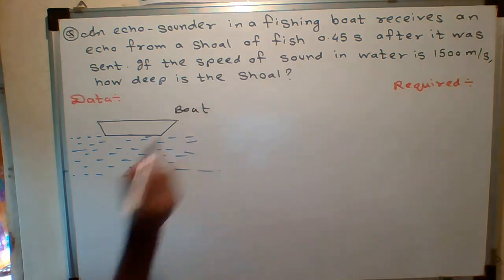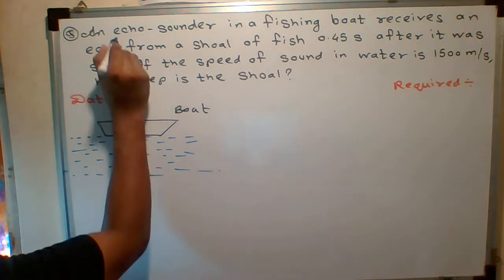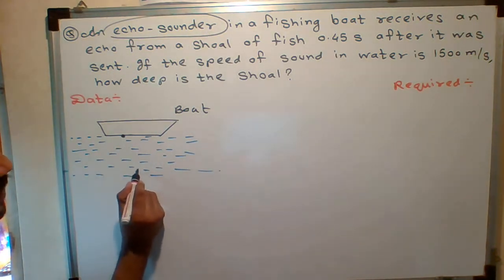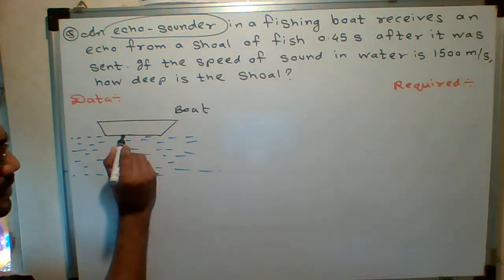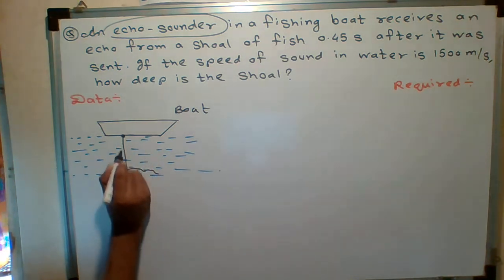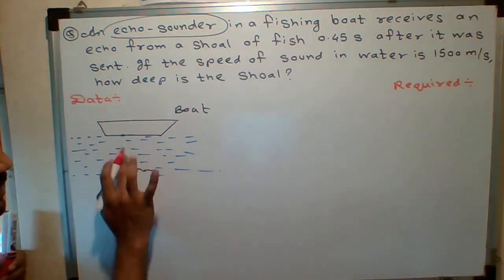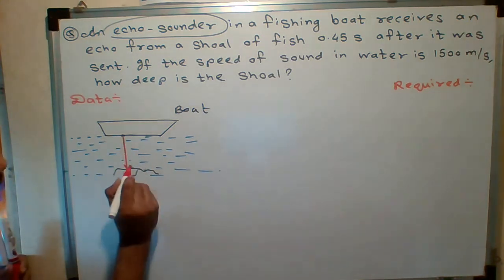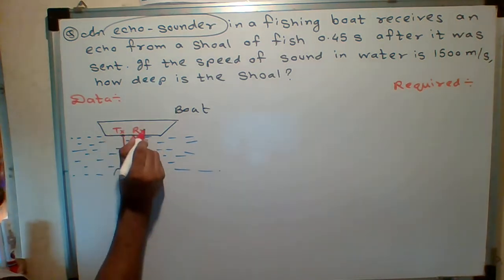So now there is some transmitter, or we can say the echo sounder will generate a sound. And there is a shoal. Shoal means something must be inside, like rocks. So now the sounder will send a signal. I will say this is the shoal, suppose. The signal is sent, shown in red. The signal is sound, and it reflects back. This is the transmitter and this is the receiver.